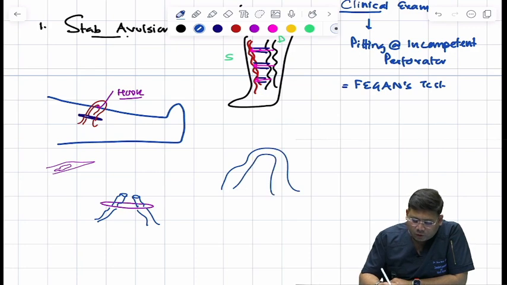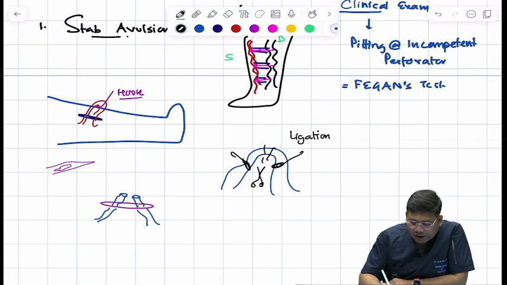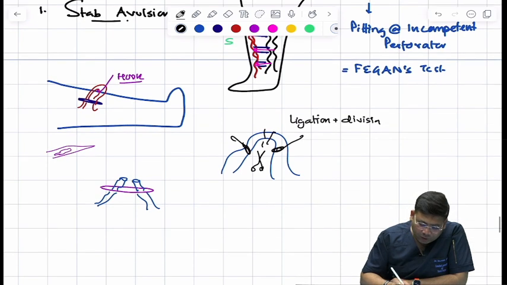Normally if I had to do, I would have simply ligated it at this place, and got a scissor and divided it. But this is known as ligation and division. This is ligation and division. Don't get confused with stab avulsion. In stab avulsion, you just avulse it.